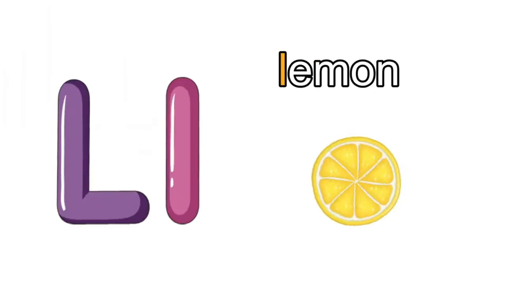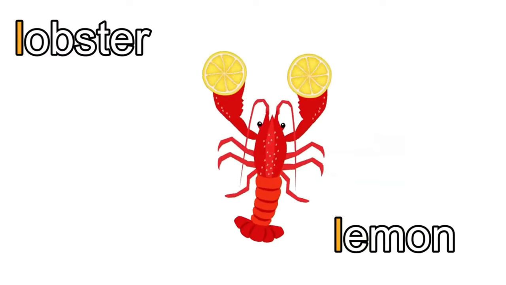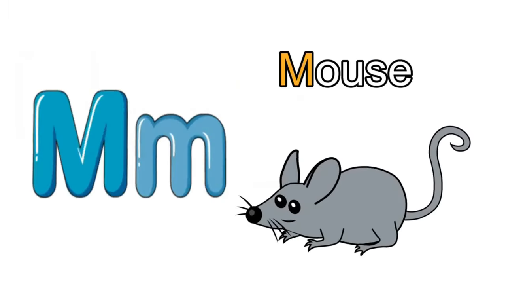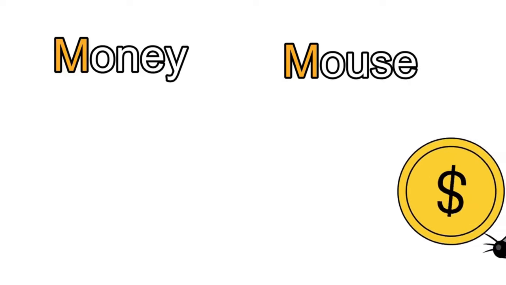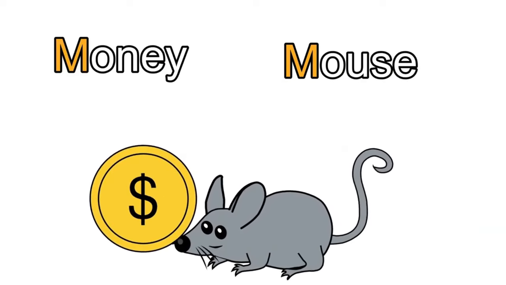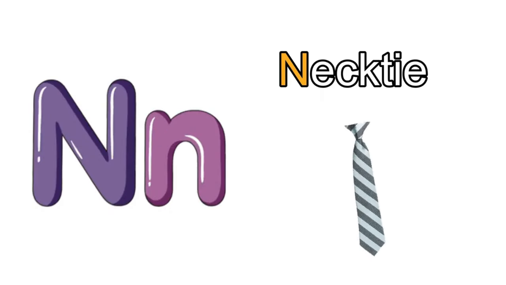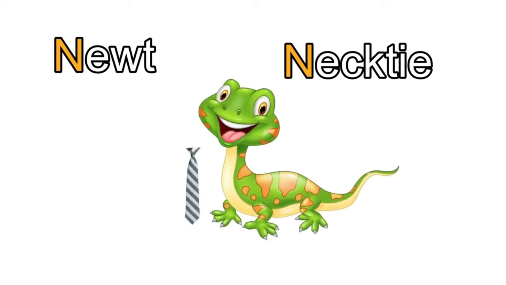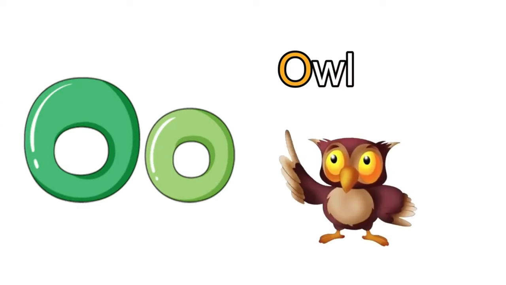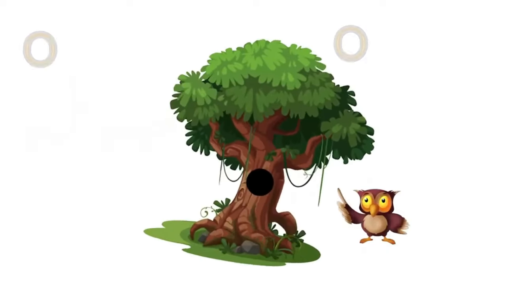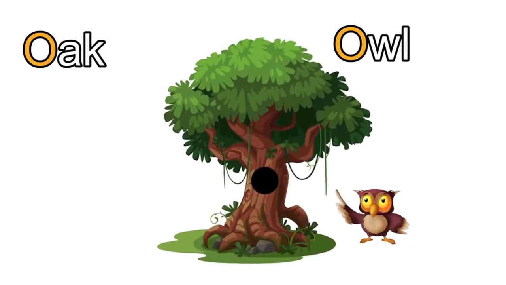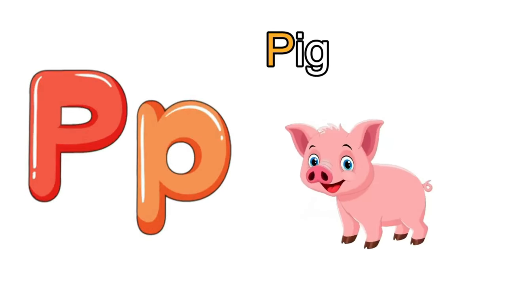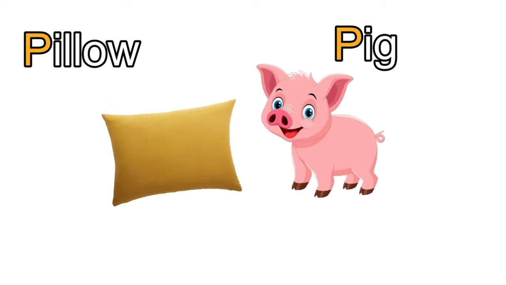L for lemon, L for lobster, lobster and lemon, l. M for mouse, M for money, money and mouse, m. N for nectar, N for newt, newt and nectar, n. O for owl, O for oak, oak and owl, o. P for pillow, P for pig, pillow and pig, p.